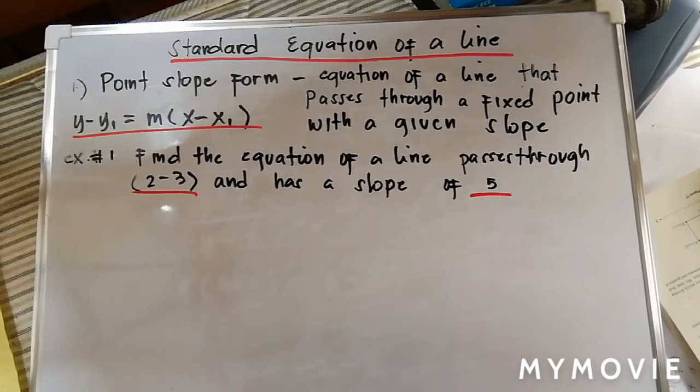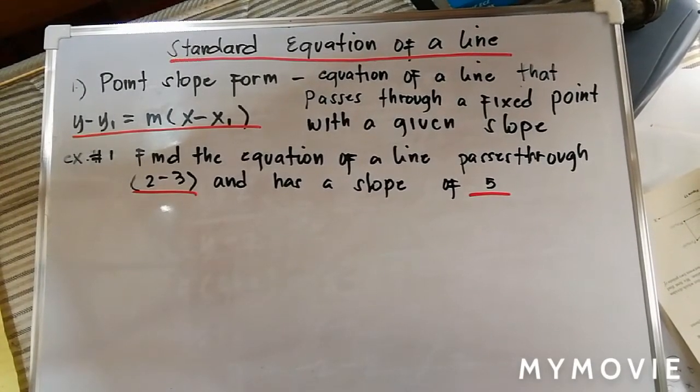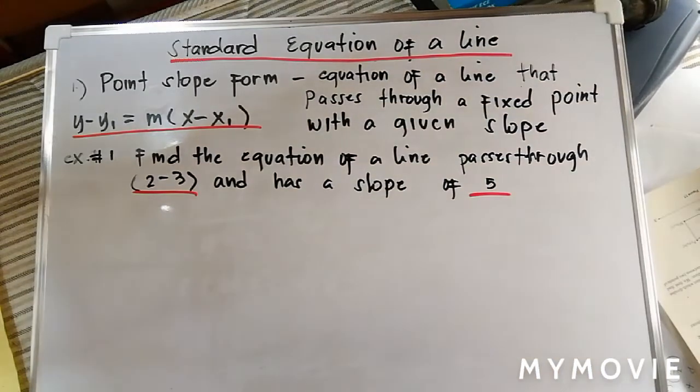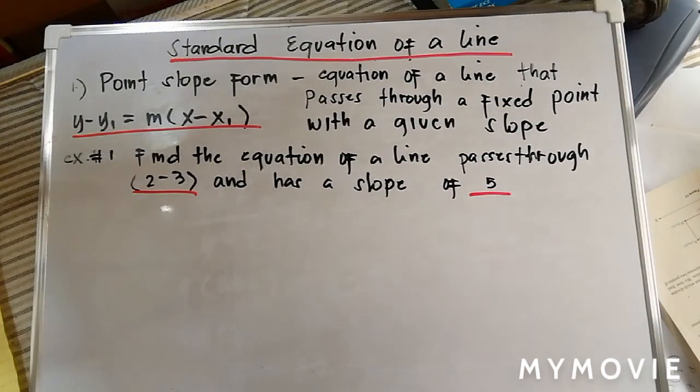Right now we will be solving a standard equation of a line. I will be showing you some techniques and methods in how to solve the standard equation of a line based on the definitions of the formula. We will be discussing first the first formula that we are going to use, the point slope form.